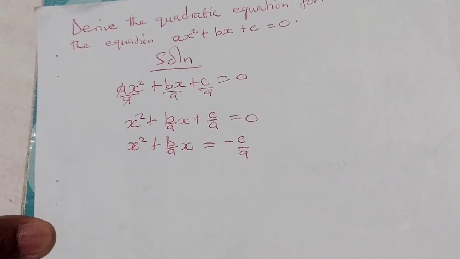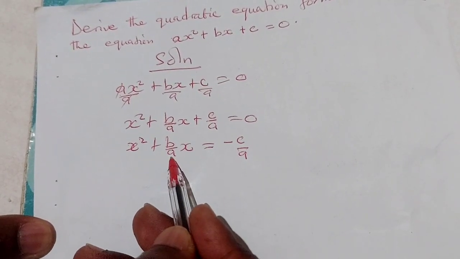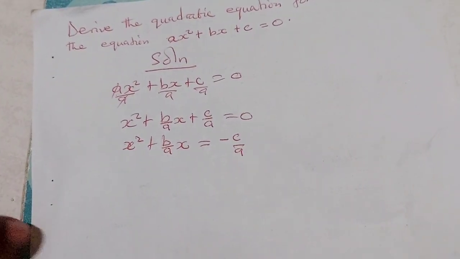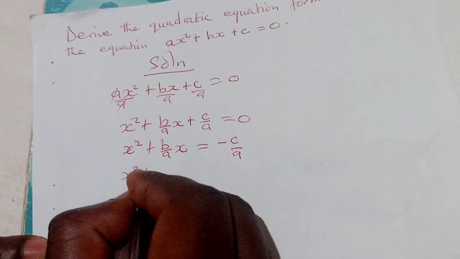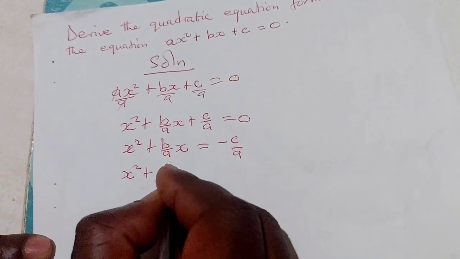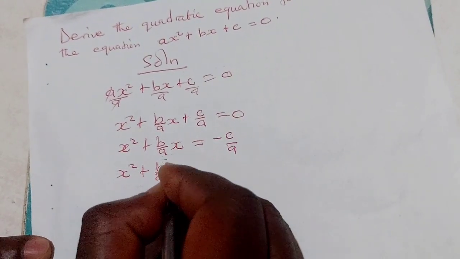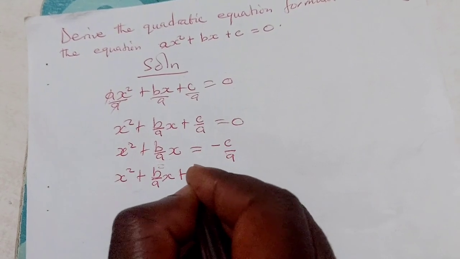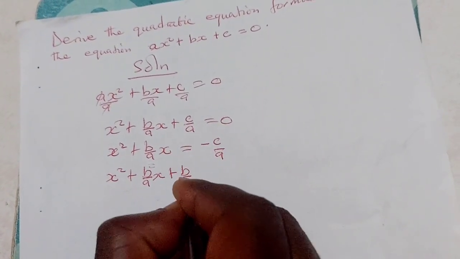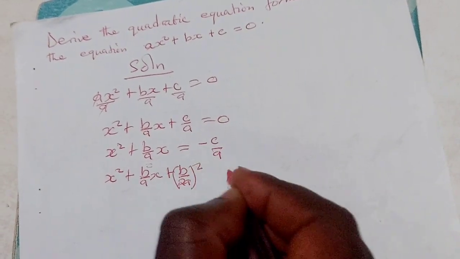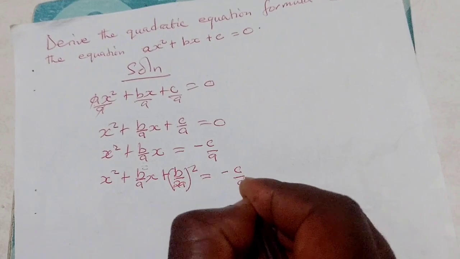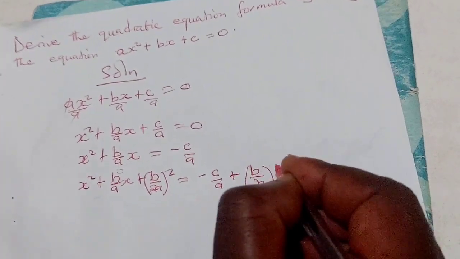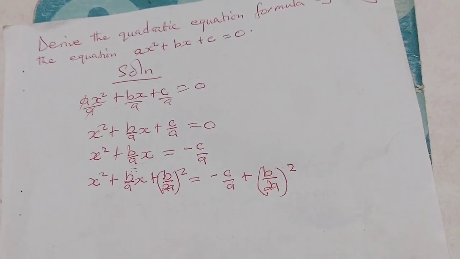So this second term divided by 2, the answer we are going to add to both sides, but the answer we are going to square it. So there we go. We are going to say x squared plus b over a x, if we say this one divided by 2, we are going to get b over 2a, squared, equals negative c over a plus again b over 2a in brackets squared. So it is going to look like that. Now, here we go.